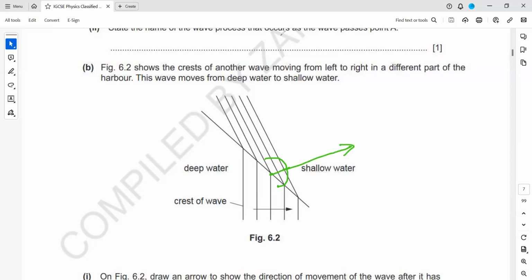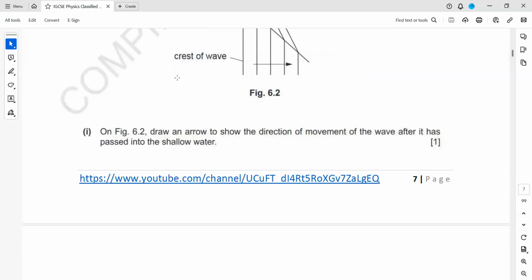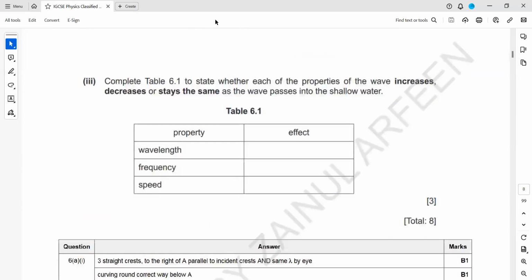Now, what happens to the wavelength? As you can clearly see, this gap is wider compared to the one in the shallow. So the wavelength is decreasing. If the wavelength is decreasing, the speed will also decrease, but the ratio of speed and wavelength does not change, so the frequency will remain unchanged. So it stays the same. The wavelength will decrease, and the speed will also decrease. So this was the classified paper for block 3.